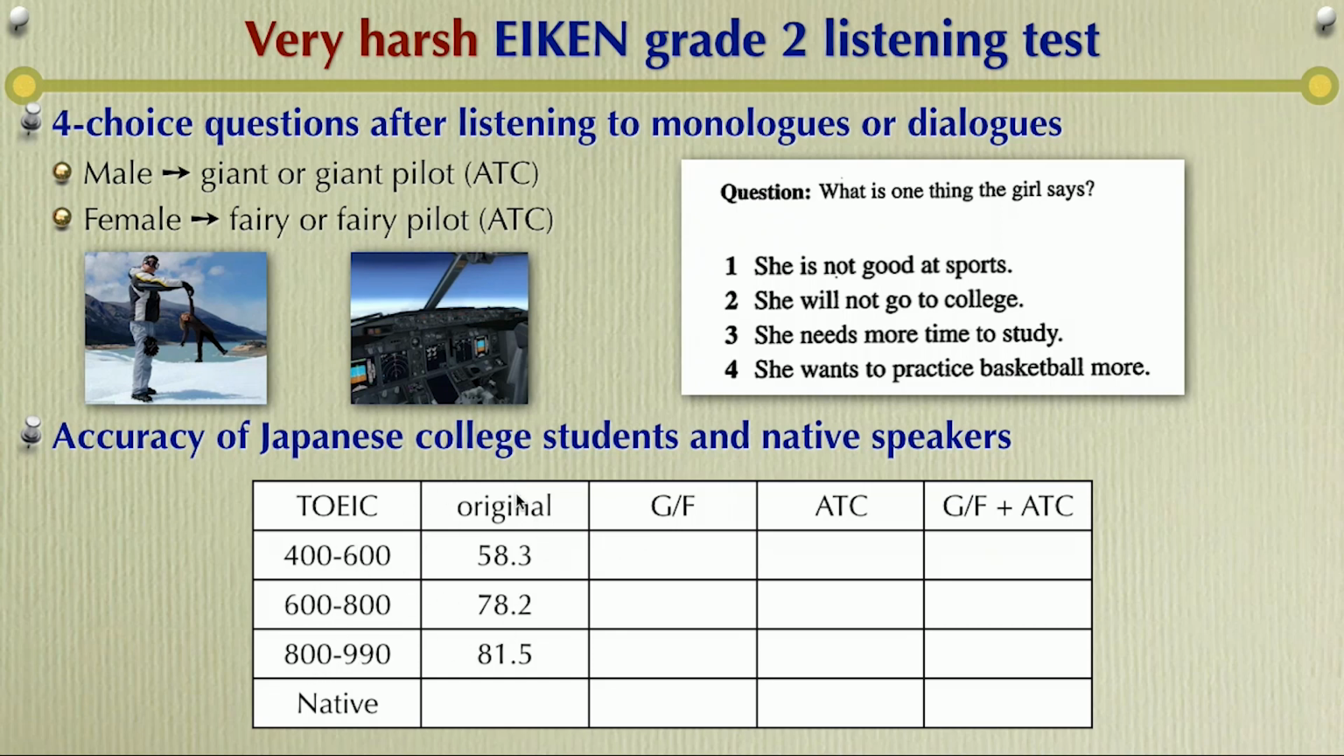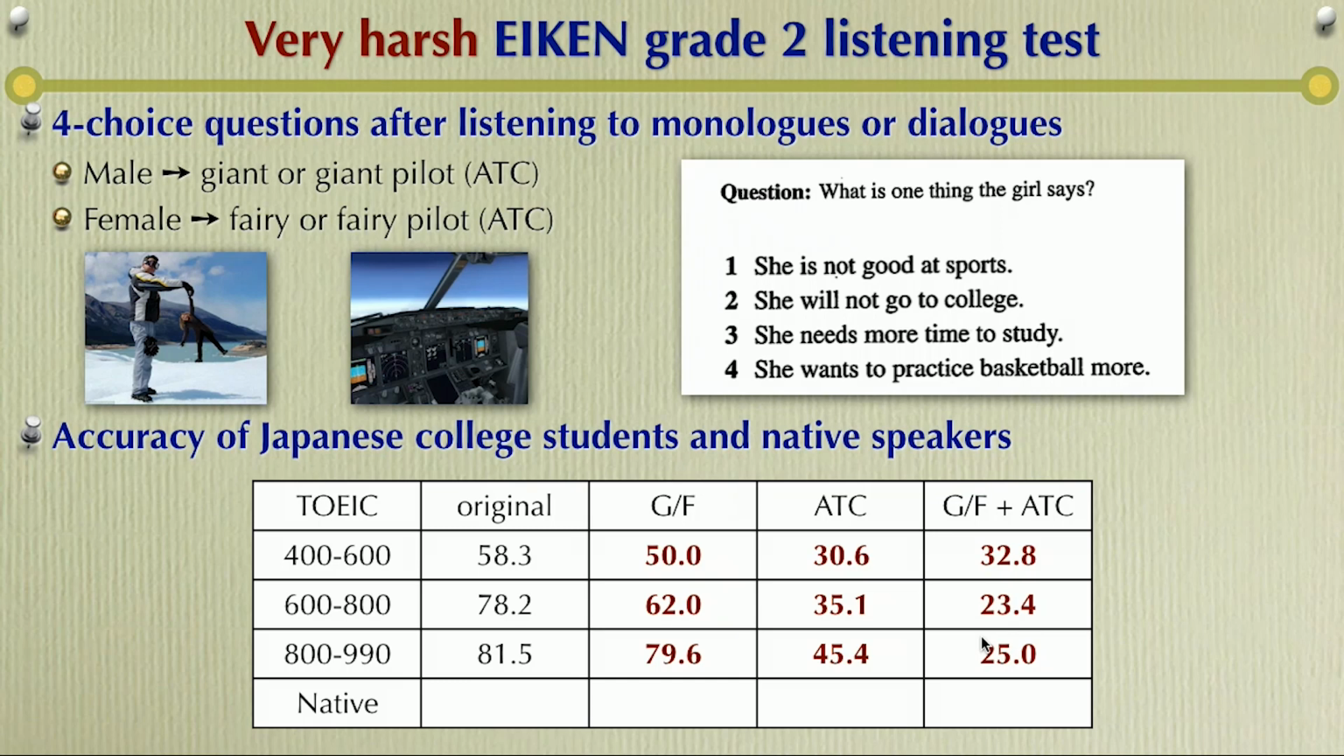This is the original scores using the original listening test. GF is giant and fairy animation voices, ATC is air traffic control voices, and then the combination. What you heard is the combination of animation and air traffic control. What kind of performance did they show? In the case of giant and fairy animation voices, small performance degradation is found. But in the case of ATC, wow, big drops. And in the case of the combination, roughly speaking, it's the chance level, right?